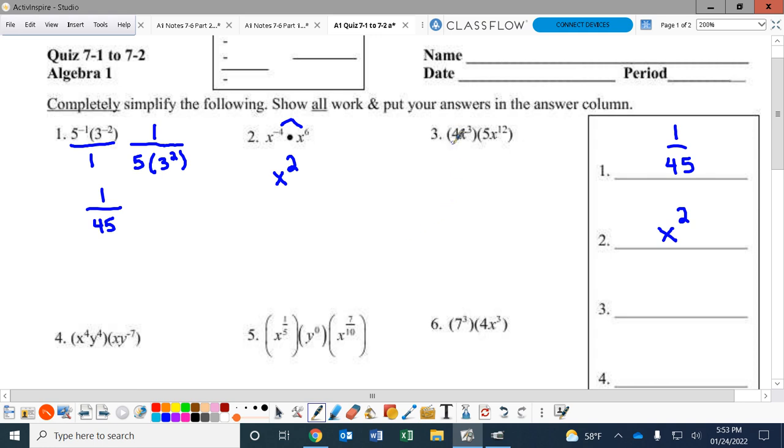For the next one, we've got numbers to multiply out in front. That's 4 times 5. That's just regular multiplication, which is 20. We take that x that's there, and since they are like bases, we add their exponents. 3 and 12 would give us a total of x to the 15th. So that would be 20 x to the 15th.